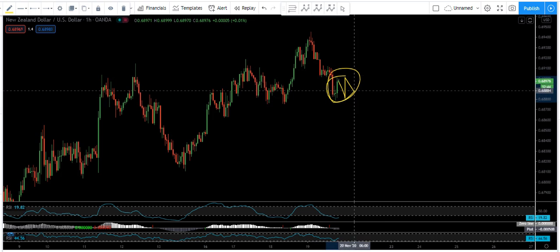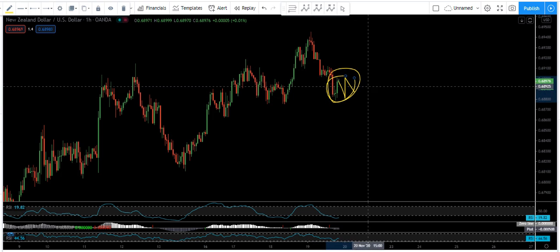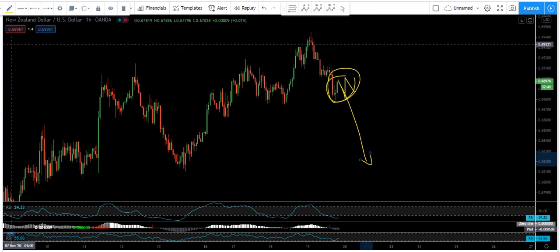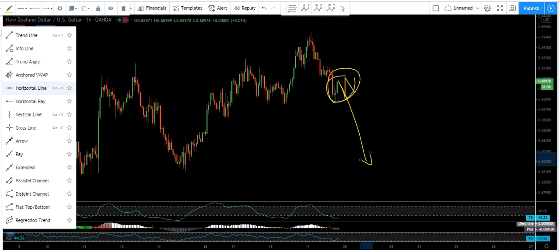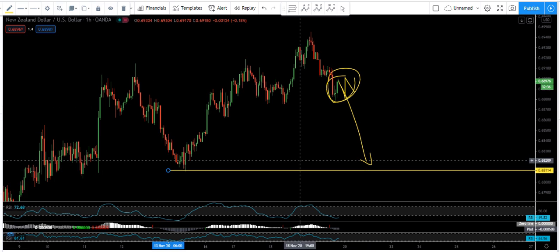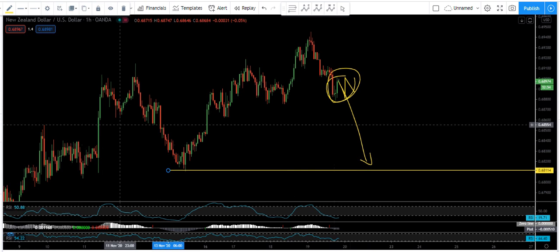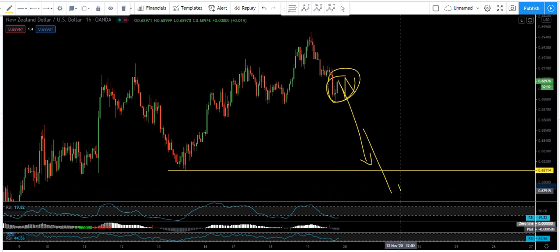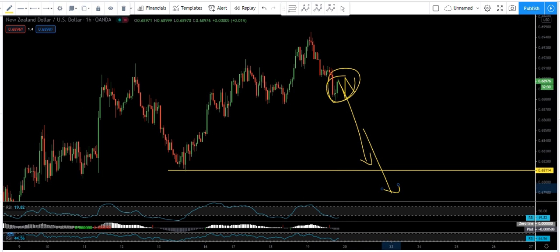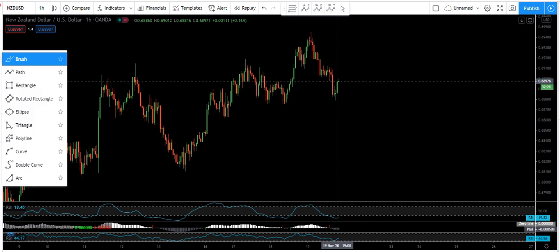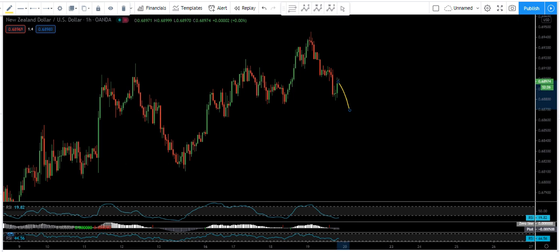It depends what type of correction we will get. If we get a correction, we can still look for sell, and we want the price at least to take this low. Then from there we need to manage whether there is a continuation or not. How about if the price sharply drops? I don't think we're going to look for sell.